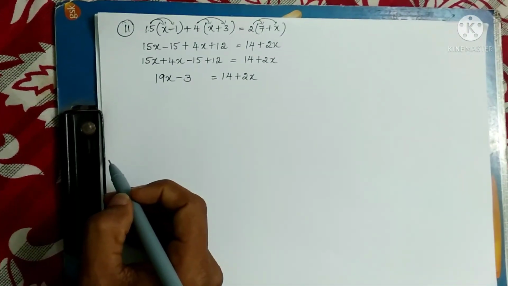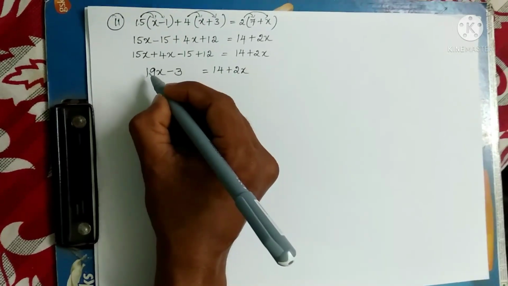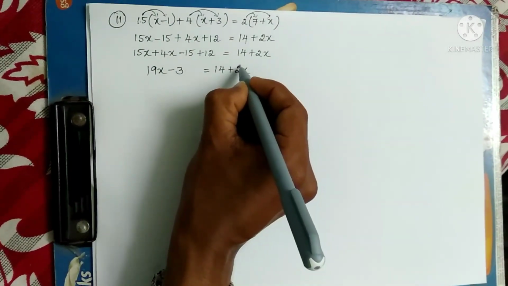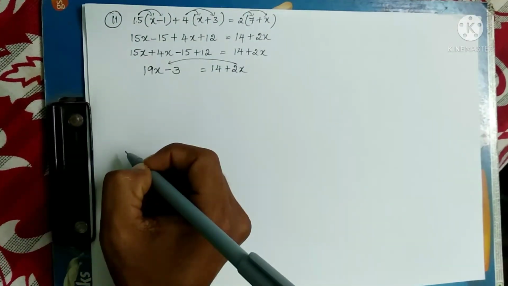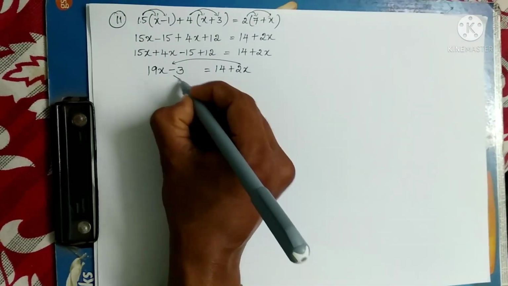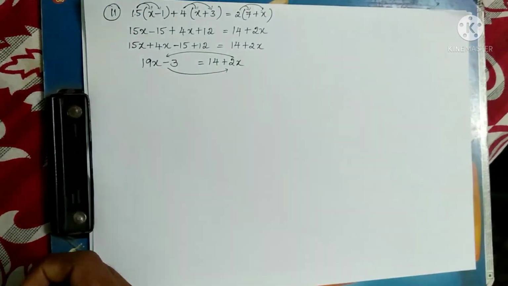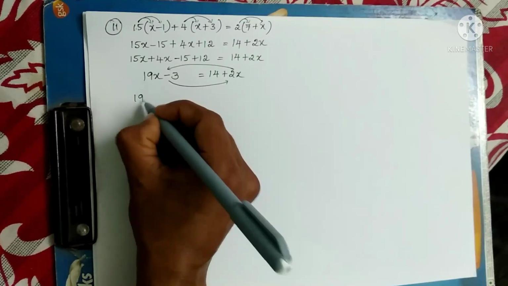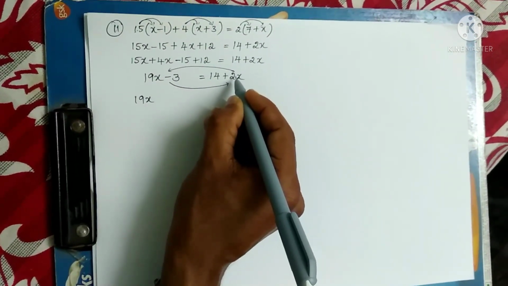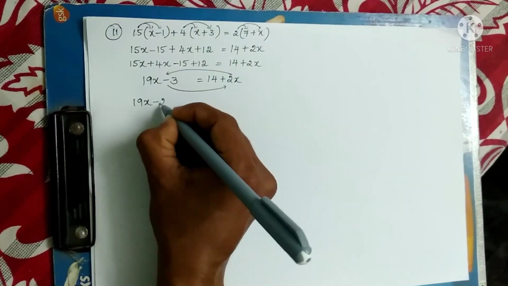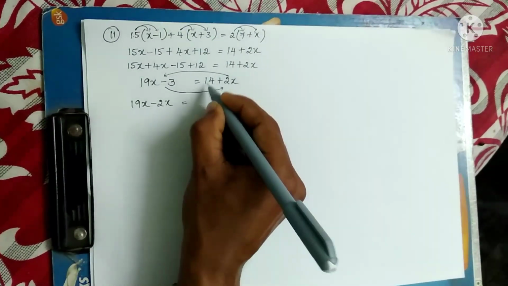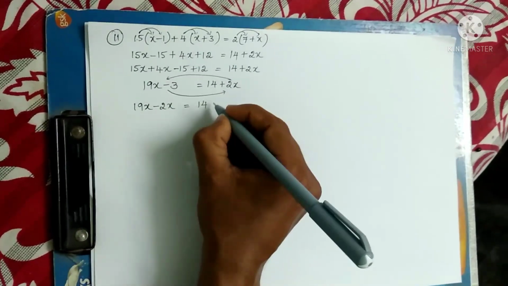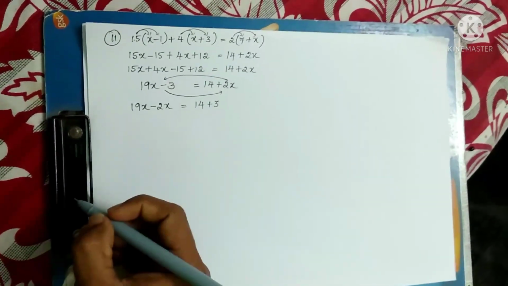Okay, now from this we can transpose the variables to the left side and the constants to the right side. So variable is 2x, transpose this plus 2x to LHS, and minus 3 is a constant, transpose minus 3 to RHS. Okay, so what it becomes 19x, right, as it is, and transposing plus 2x, it becomes minus 2x, which is equals to RHS, which is 14, and if I transpose minus 3, it becomes a plus 3.